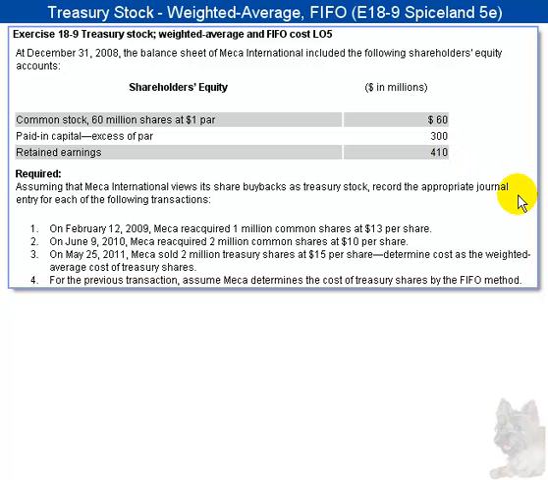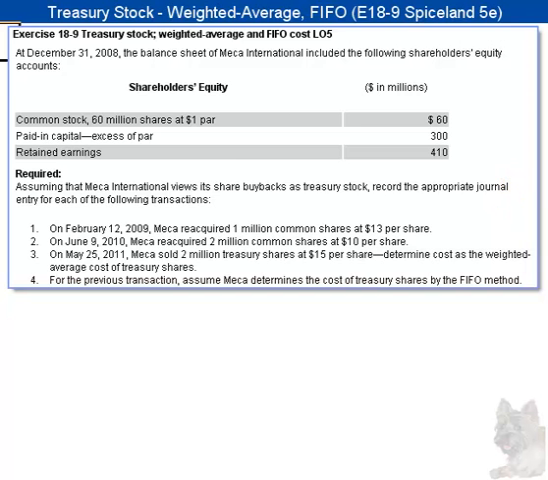Now, it says the requirement is to assume that Mecca International views its share buybacks as treasury stock. Record the appropriate journal entry for each of the following transactions. So on one it says on February 12, 2009, Mecca reacquired 1 million common shares at $13 per share.